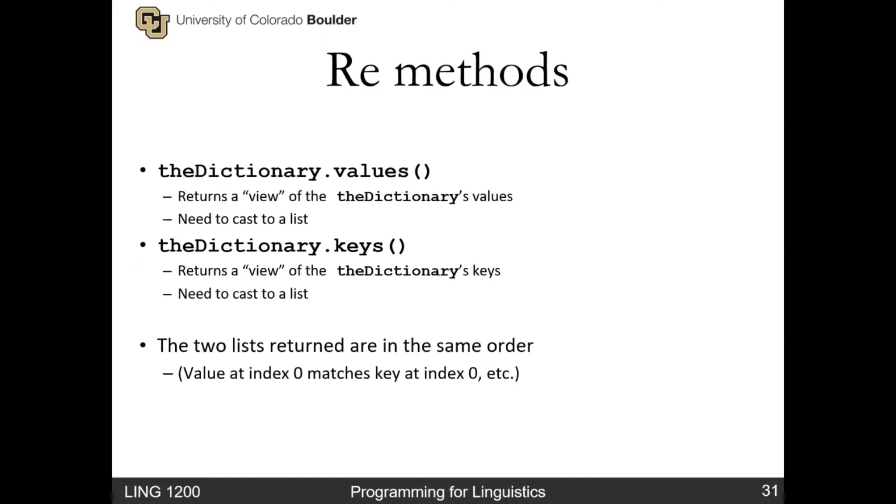The nice thing about these two methods is if you use them together in a program, even though a dictionary is not ordered, it will return the keys and the values in the same order. So then the two lists that you have from these two methods will match. The value at index 0 in the values list will match to the key at index 0 in the keys list.